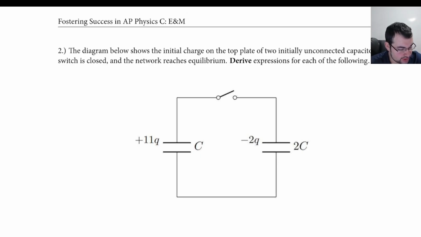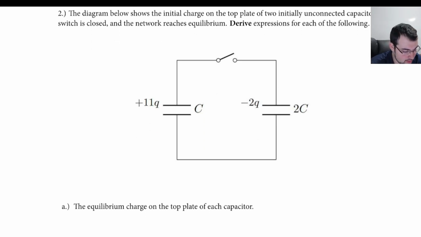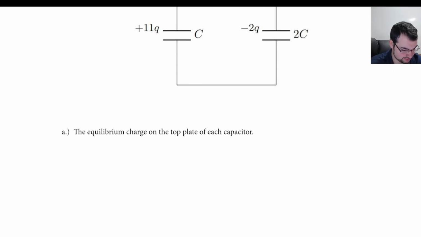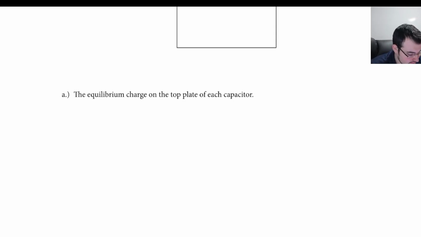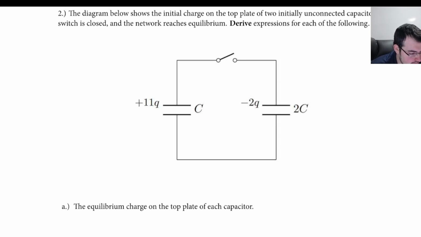All right, now we'll do this one quicker. This is a symbol version. It's the same question, just a symbol version. So we're connecting the positive plate of one capacitor to the negative plate of the other. What's the equilibrium charge on each plate? So let us begin.